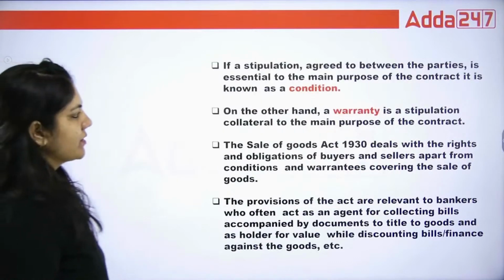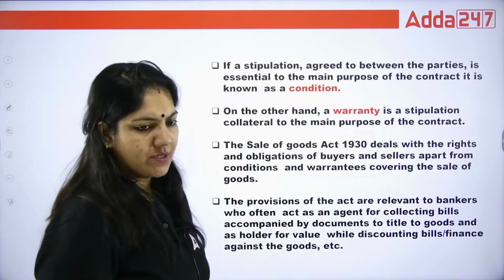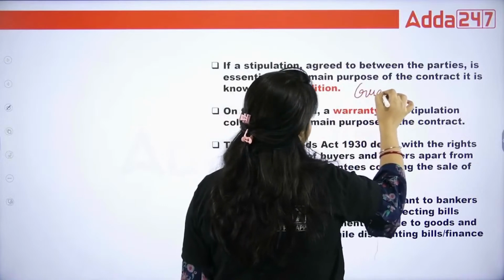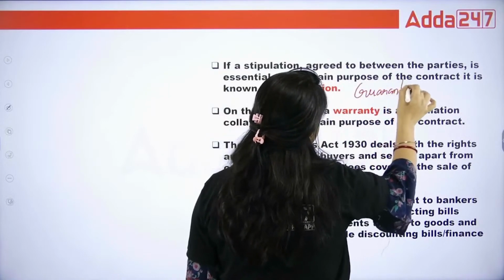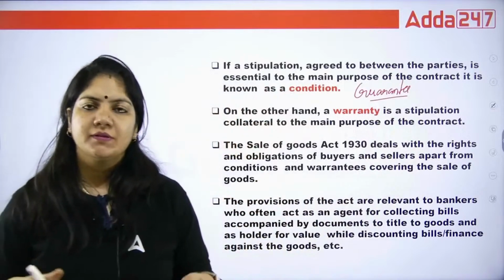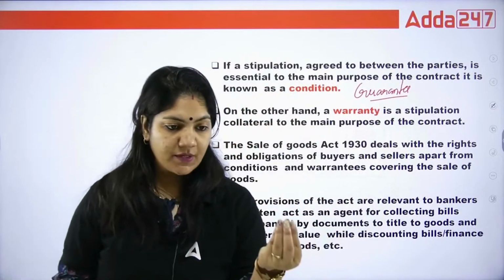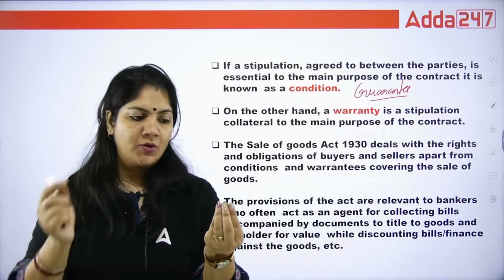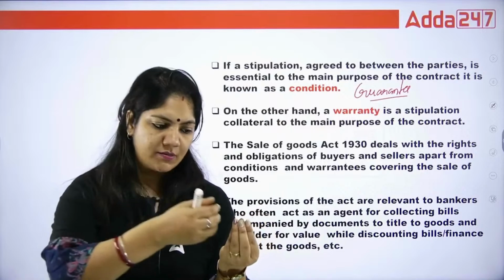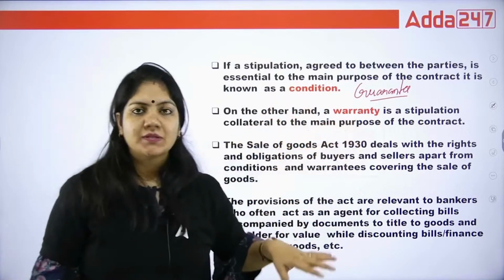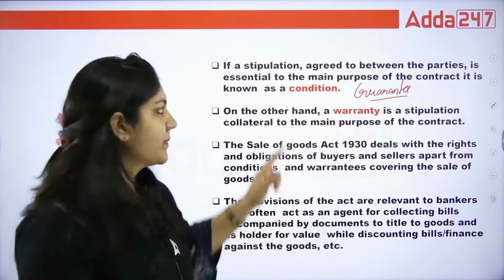What is condition? What is warranty? That is very important. Condition is basically guarantee. No shopkeeper, no seller gives us the guarantee. Guarantee means suppose if the things are defective, the buyer has a right to return the goods and get a refund of the money. That is called condition. And warranty means only replacement.